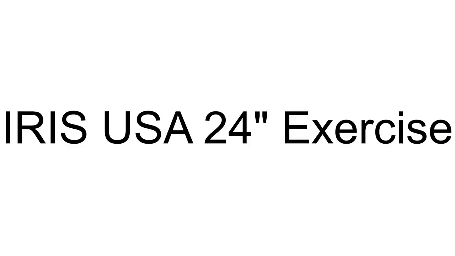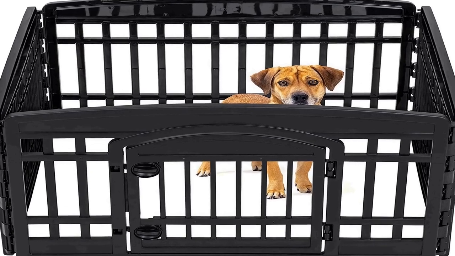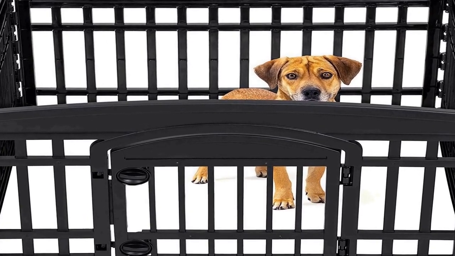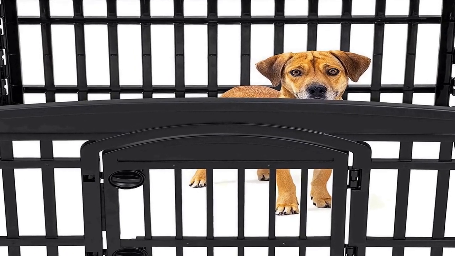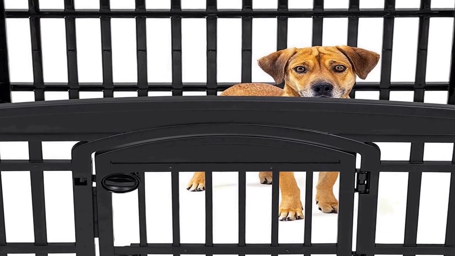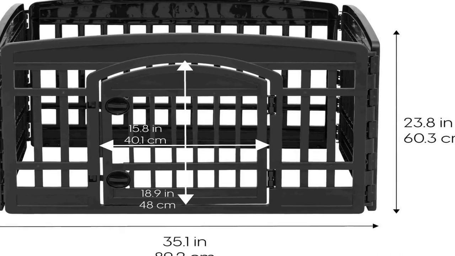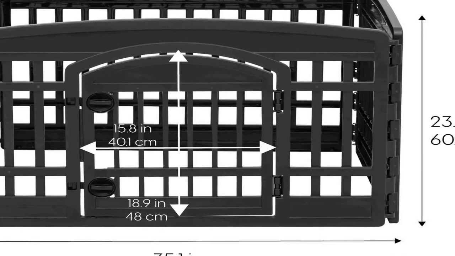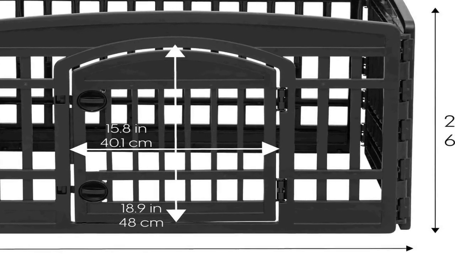The number 1 on the list is: this product comes with premium quality and affordable price. The Iris 24 inches 4 panel dog exercise playpen with door can be used in dog play yards and as a play gate, small dog fence, and more.